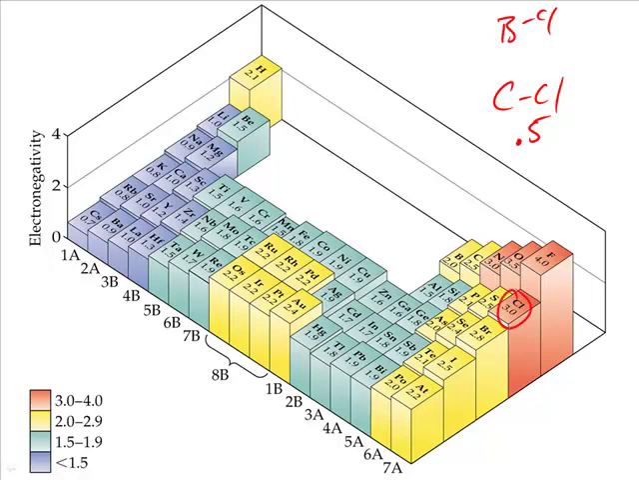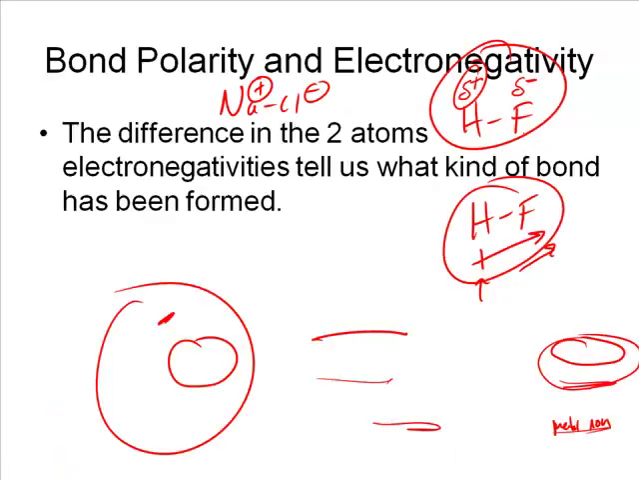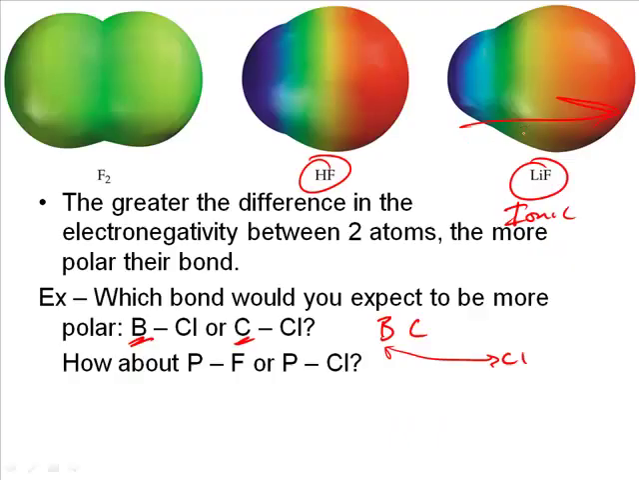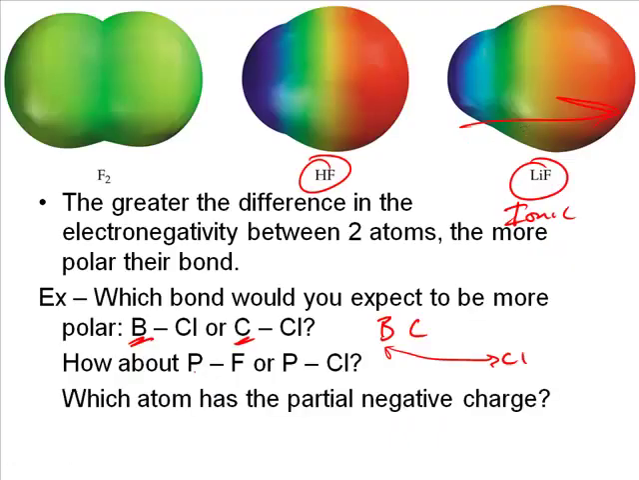Again, chlorine's 3, boron's 2. What's the difference? 1.0. So which one's more polar? The one that has the greater difference in electronegativity. The next one that they show us is P and F or P and Cl.